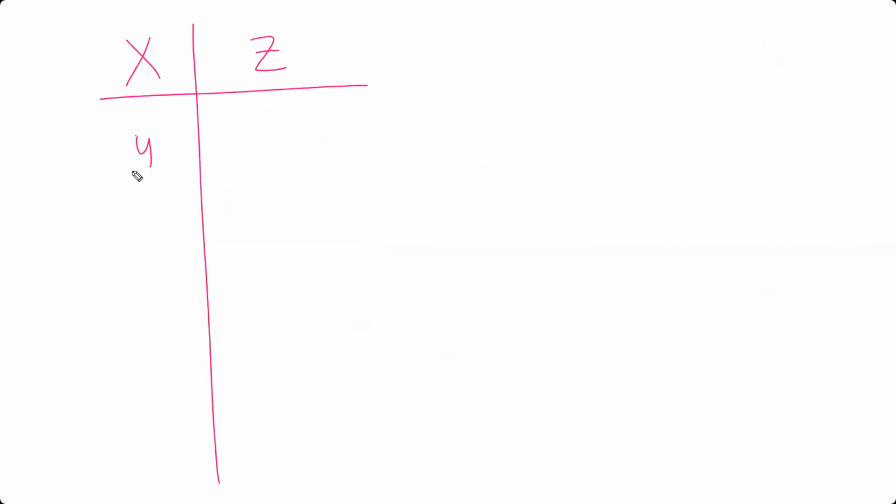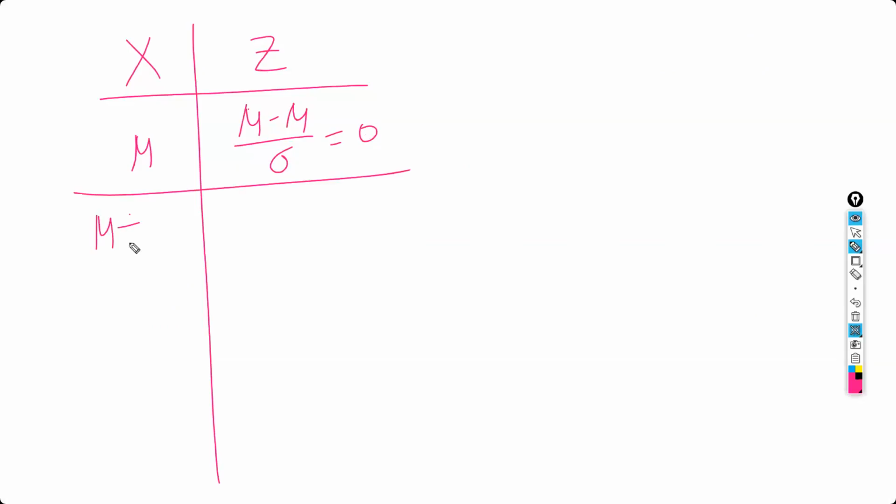Simple, guys. X value, z value. If x value is equal to mu value, the corresponding z value will become mu minus mu divided by sigma, which is 0. If x value is mu plus 1 sigma, then z value will become mu plus 1 sigma minus mu divided by sigma. Mu cancels. That is 1 sigma by sigma. Sigma cancels, 1.